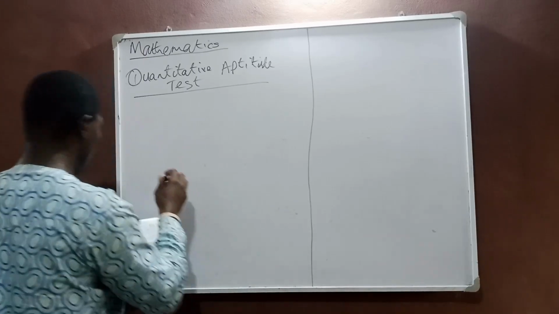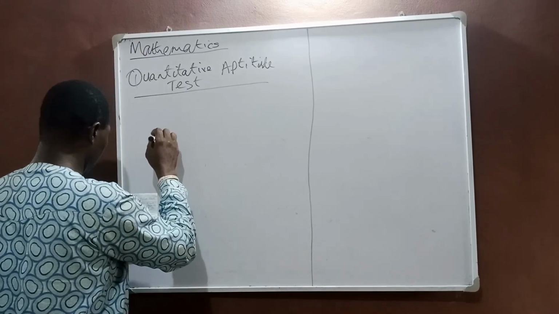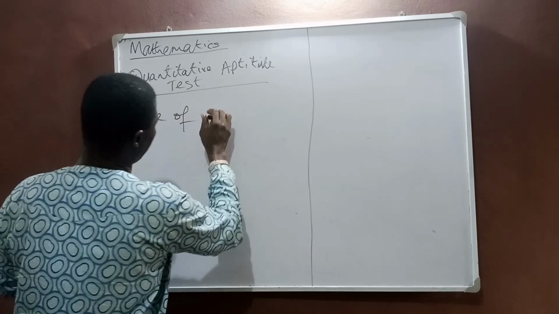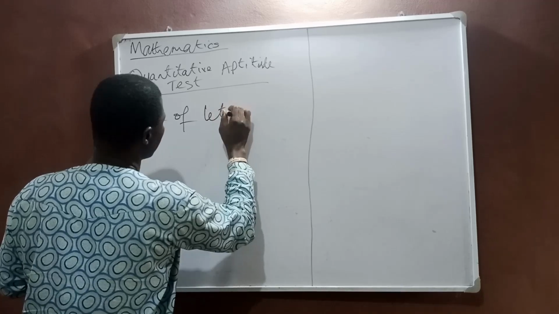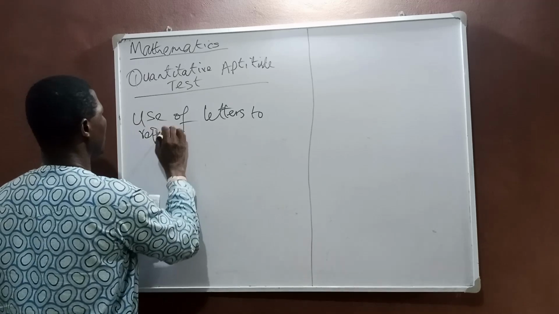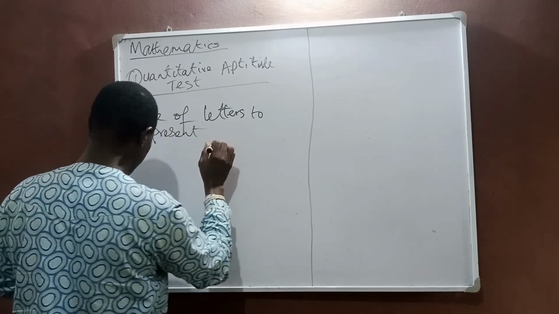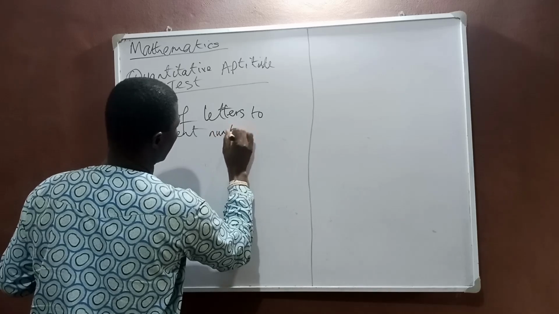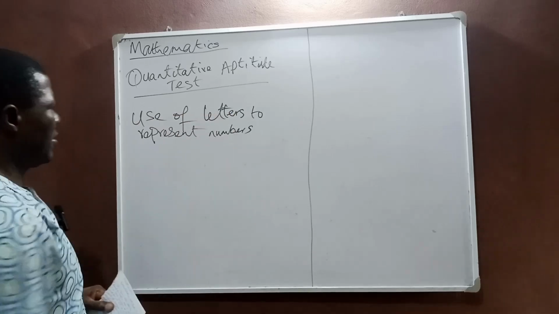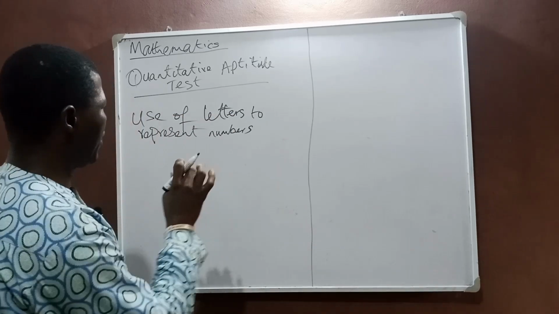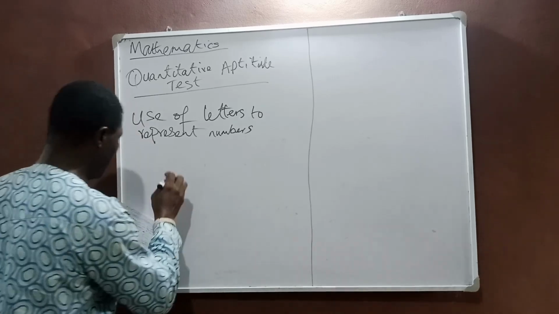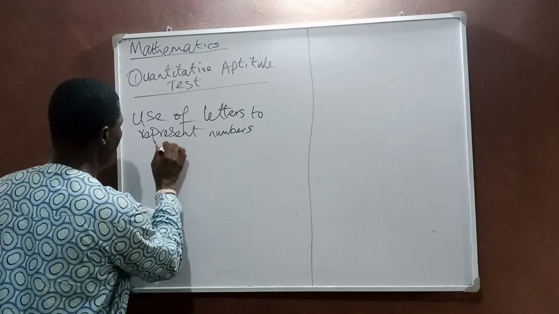Now, let us look at this type of aptitude test, the one that involves use of letters to represent numbers. That is just one of the samples, one of the types. There are other types which, as time goes on, we are going to cover. Watch this sample now. Sample 1.